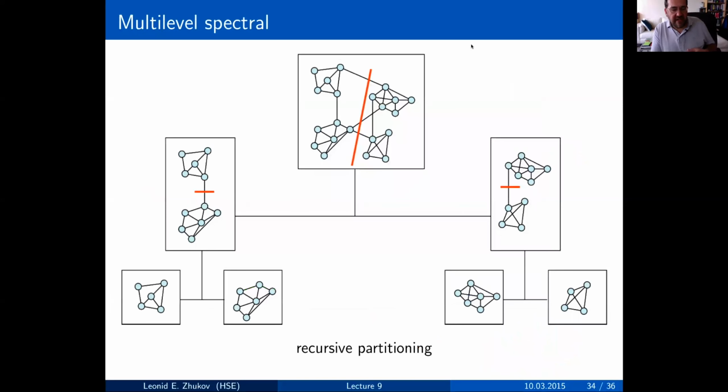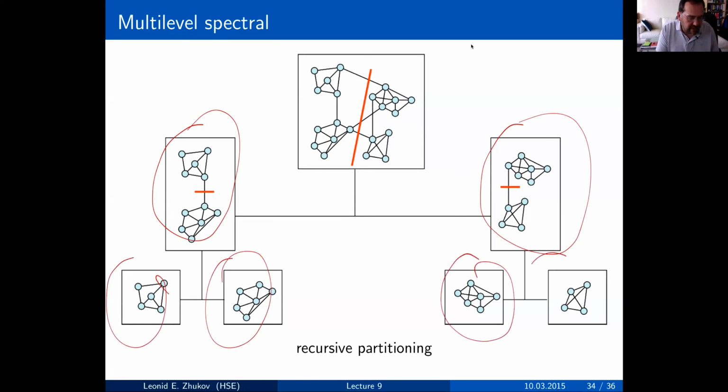All right, and the final thought is, okay, well, we split in two parts. What you're going to do in real life, if you want to detect clusters, is multi-level. So you do a split, then you do it again, then you work separately on this and separately on this, and you will eventually recover clusters.